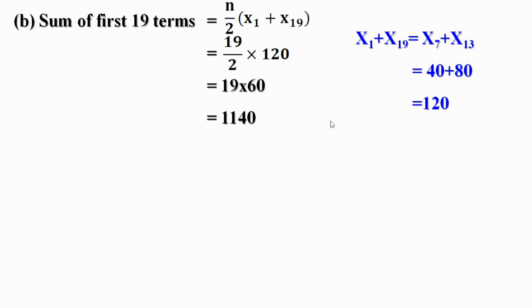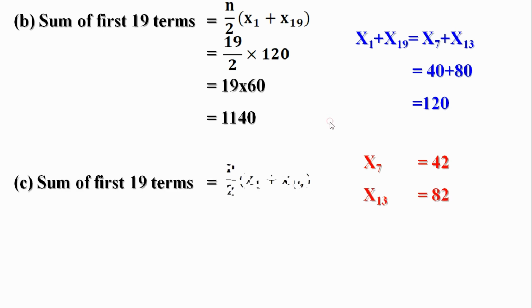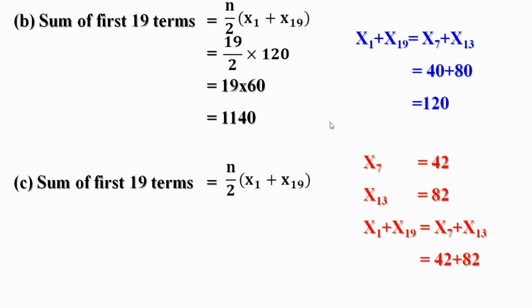Now we have to find the sum of the first 19 terms if 7th term is 42 and 13th term is 82. Again, sum of first 19 terms equal to n by 2 into first term plus 19th term. And we know first term plus 19th term equal to 7th term plus 13th term, or that is equal to 42 plus 82, that is equal to 124.